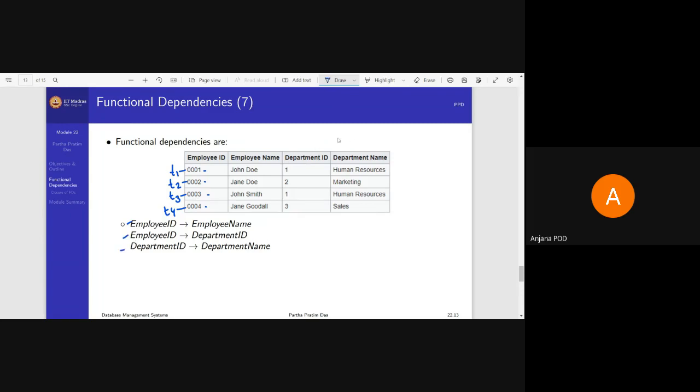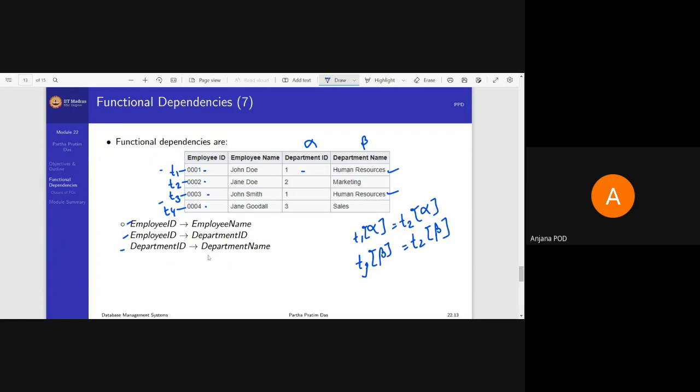Now let us check for department ID and department name. Will this be satisfied? Yes, ma'am, it will be. Why, can you tell? Because if T1 of alpha is equal to T2 of alpha, as 1 and 1, then T1 of beta and T2 of beta would both be human resources. That's right. So we can say that yes, department ID determines department name.